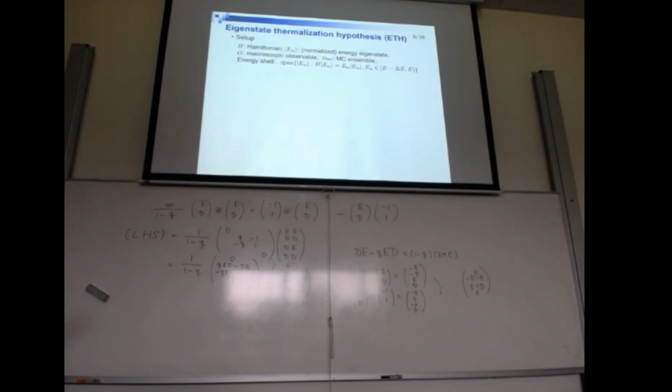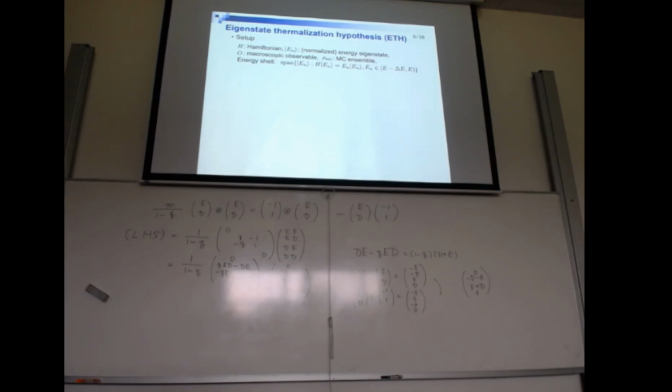But anyway, so let me introduce the eigenspace normalization hypothesis more precisely. And here is our setup: H is the Hamiltonian, and by E and K, I mean normalized energy eigenstate. And O is a microscopic observable, and by rho MC, I mean microcanonical ensemble. And the energy shell is a linear span of those energy eigenstates, whose energies are between E minus delta E and E.